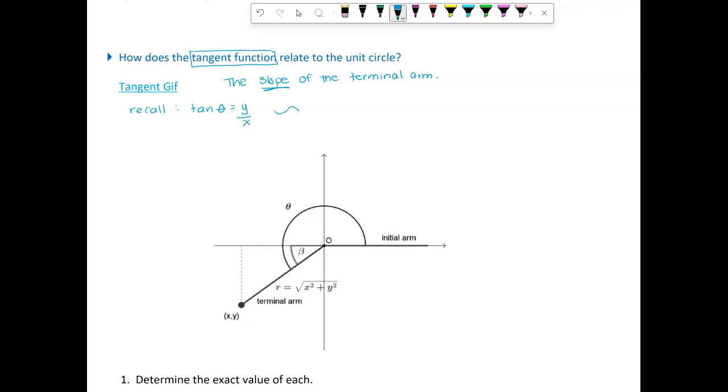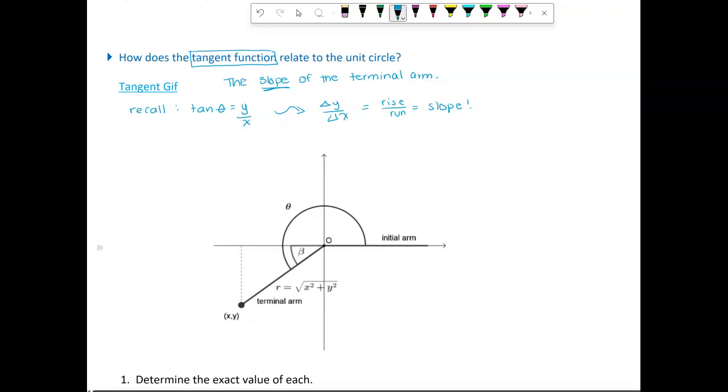This looks very similar to something you've learned for many years, which is the change in y over the change in x, which is basically the rise over the run, which is also what we define as slope. That is why the definition of a tangent function is talking about the slope of the terminal arm. So here we have a diagram showing the initial arm and a terminal arm.